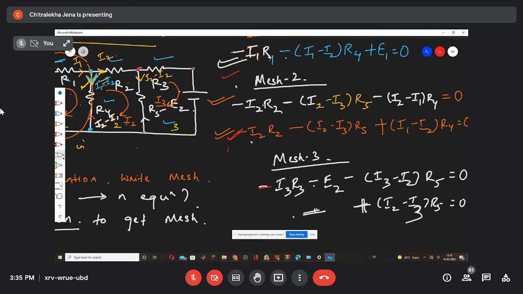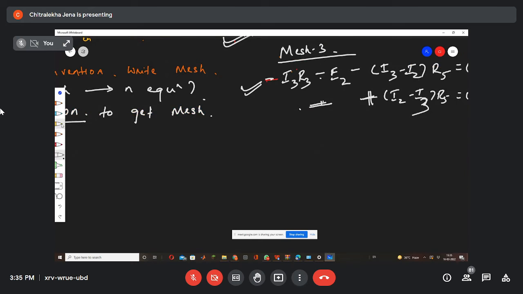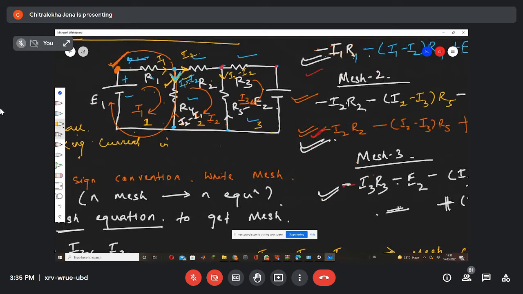Am I clear on all these three equations? Yes, ma'am. So now you will solve these three equations by using your scientific calculator. Find out the values of I1, I2, I3. This will give you all the mesh currents. After finding the mesh currents, look at the circuit. Suppose you know the value of I1, you can find the potential difference across R1, across R4, across R2, R5, R3, every branch. Yes or no?